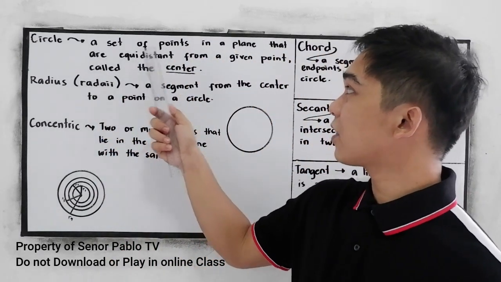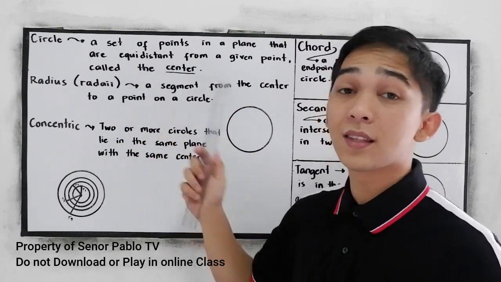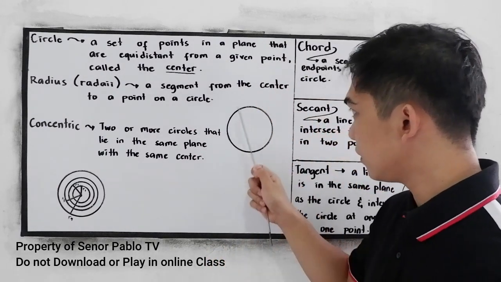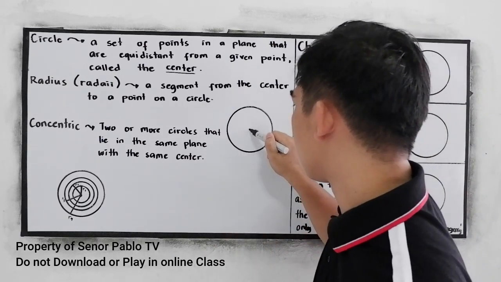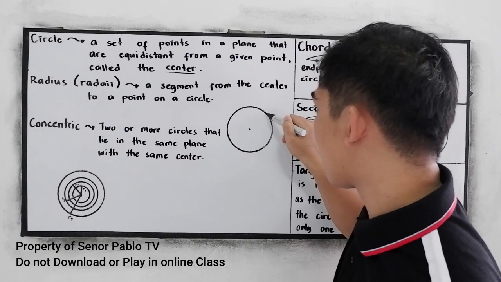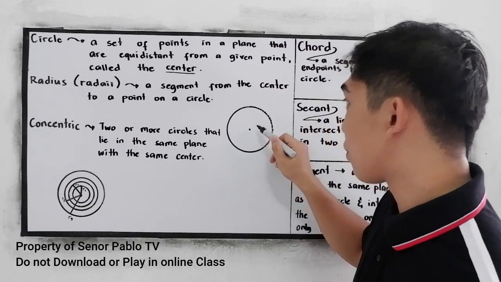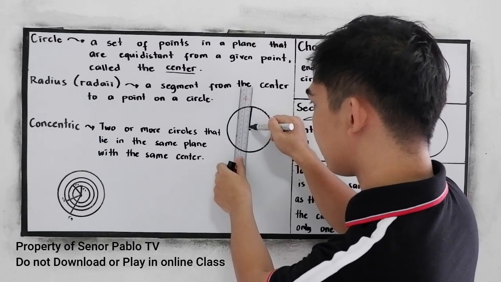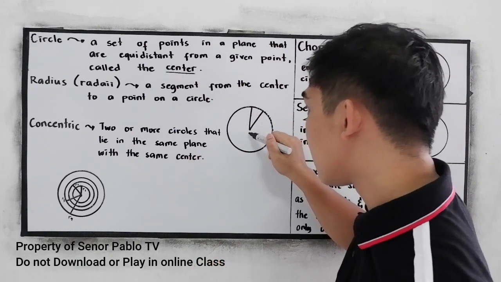A circle is a set of points in a plane that are equidistant from a given point called the center. Let's have this first illustration. Let's say this is our circle. This is a set of all points, infinitely many points. A container of infinitely many points, that is our circle. And these infinitely many points are equidistant from our center. So if I were going to connect one point to the center, all the points are equidistant. So this is our center.